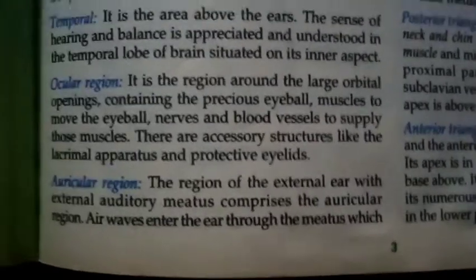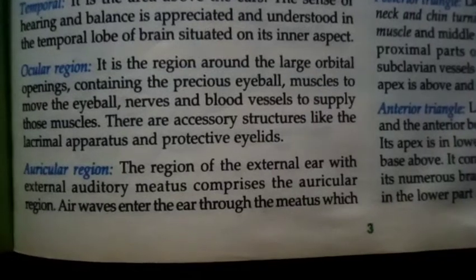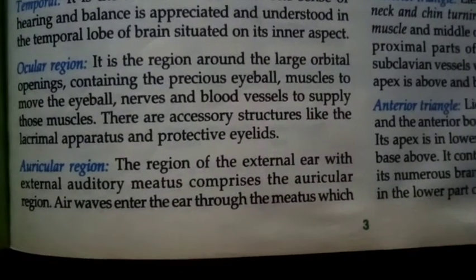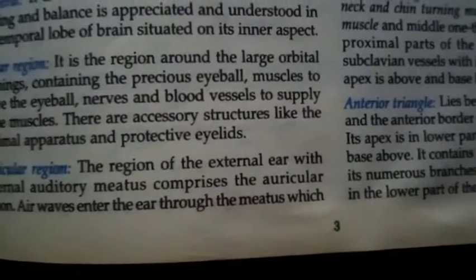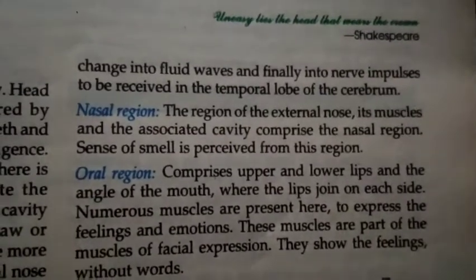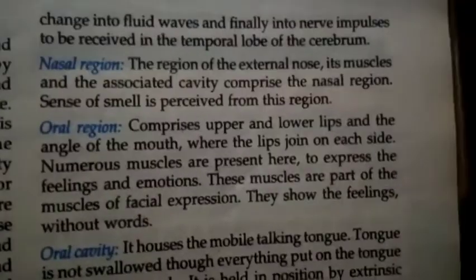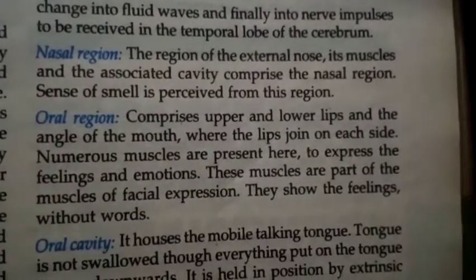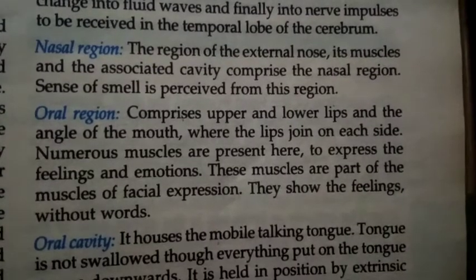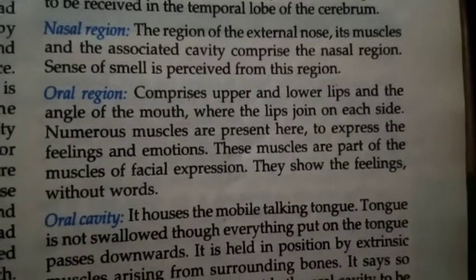Auricular region, the region of the external ear with the external auditory meatus, comprises the auricular region. Air waves enter the ear through the meatus, which change into fluid waves and finally into nerve impulses to be received in the temporal lobe of the cerebrum. Nasal region, the region of the external nose, its muscles and the associated cavity comprise the nasal region, and the sense of smell is perceived from this region.